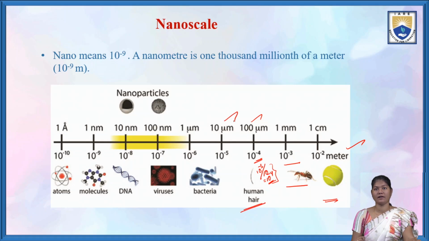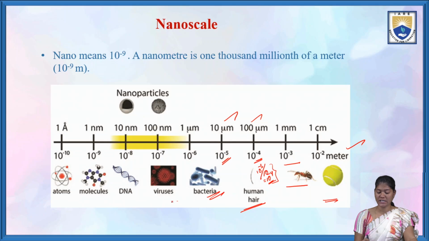Then dividing with 10 meters again, we get 10 power minus 5 meters, which is equal to 10 micrometers. That is 1 into 10 power minus 5 meters. So, this is the size of the bacteria.